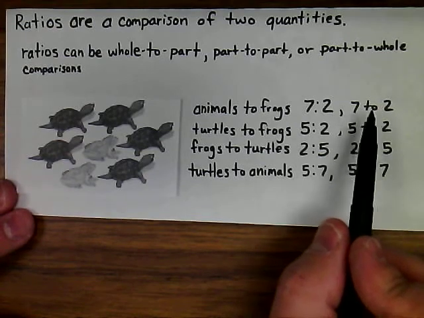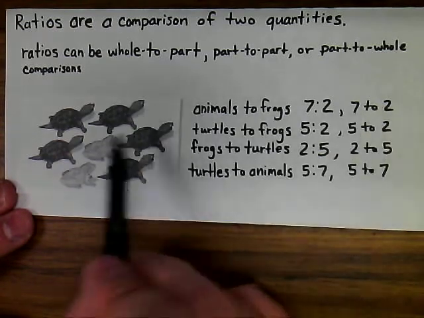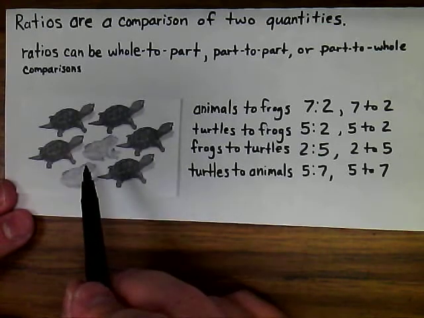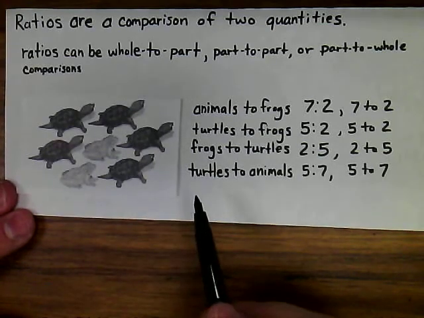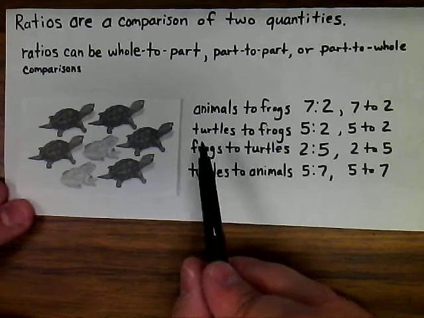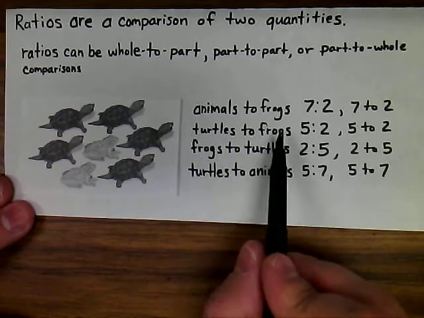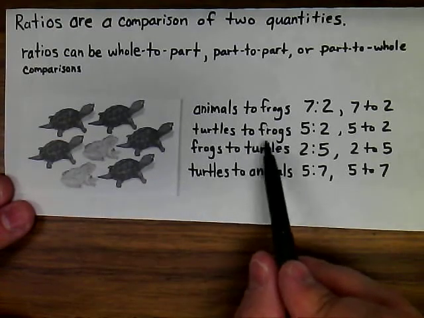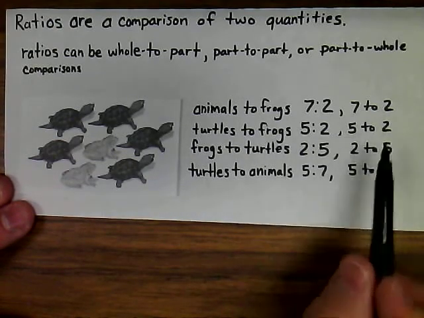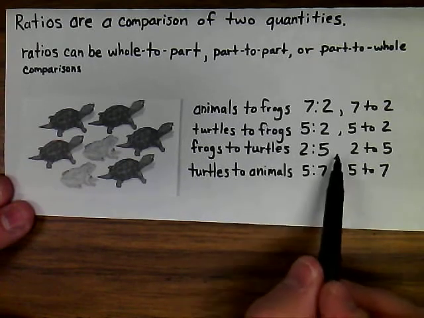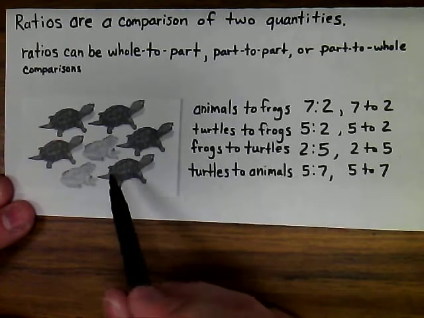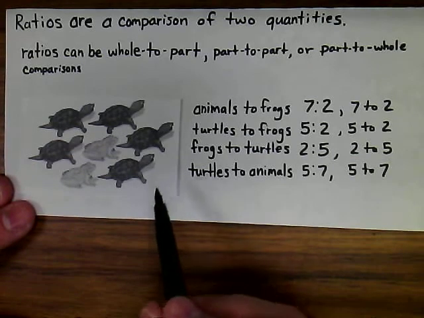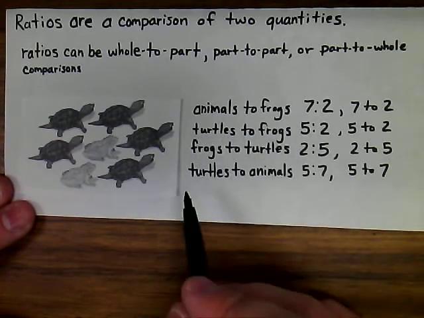The order in a ratio is very important because if I want to talk about the ratio of animals to frogs, the animals has to come first, or we'll be confused on what the ratio means. You can see that when we talk about the ratio of turtles to frogs. The ratio of turtles, 5, to frogs, 2. The ratio of turtles to frogs is 5 to 2. But the ratio of frogs to turtles is 2 to 5. It's the inverse of the previous ratio. So it's very important when writing a ratio to make sure you use the first term as your first number.